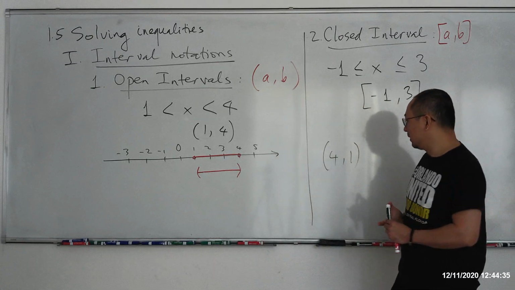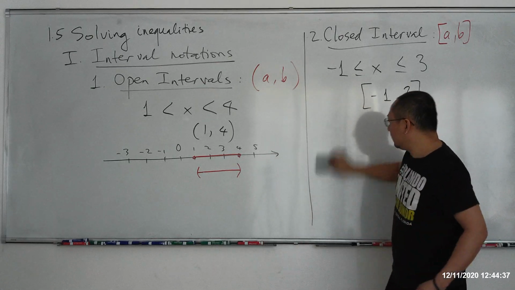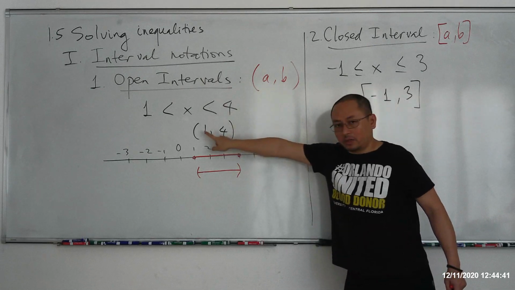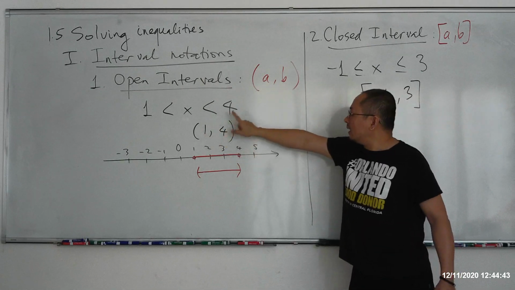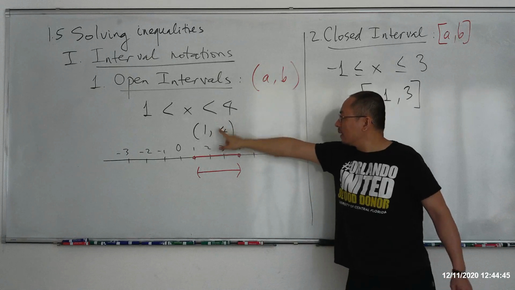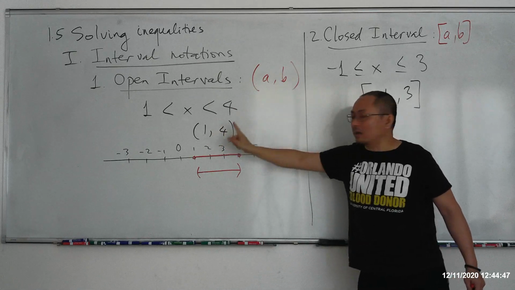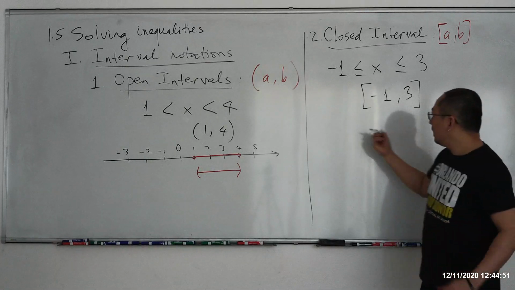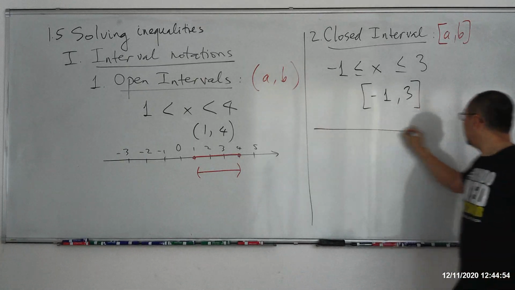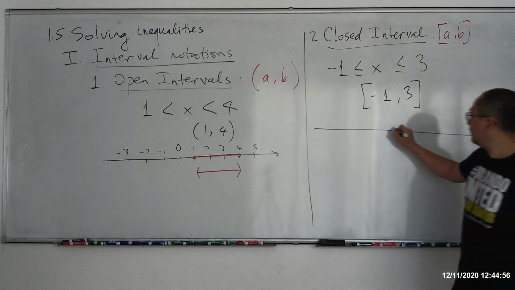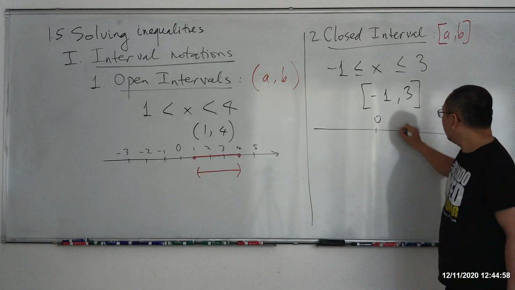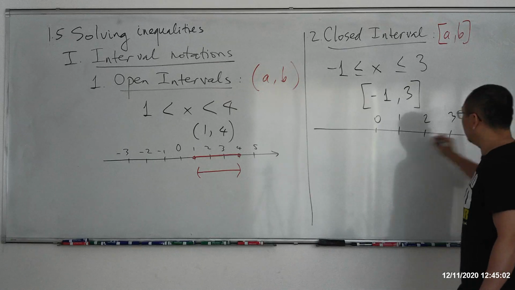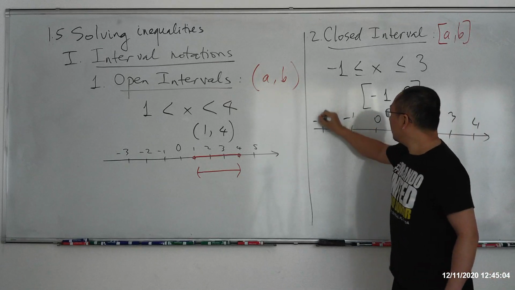It has different meanings in different contexts. But for interval notation, the small number comes first, and then comma, and then the bigger number, and then either a closing parenthesis or square bracket. And similarly, you can express that interval on the number line: 0, 1, 2, 3, 4, -1, -2.